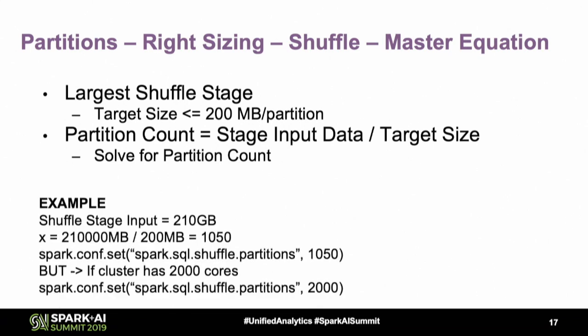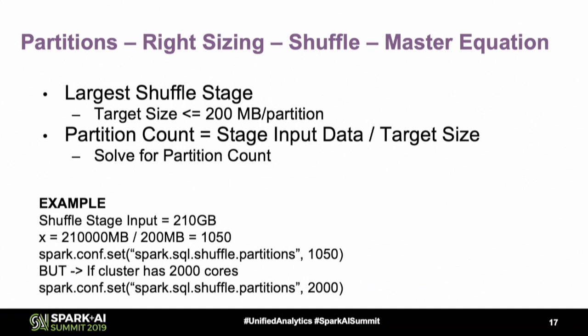Let's do an actual example, because that is fluffy stuff. We have some data. We see a shuffle stage input come in at 210 gigabytes. We're going to set our target size to 200 megabytes because Daniel said so. That's going to be 1,050 shuffle partitions. So we're going to change that configuration to that number, not 200. 200 would be wrong. But if we have 2,000 cores, then 1,050 is also wrong because we want to utilize our whole cluster. So maybe we would actually set that to 2,000 if we had 2,000 cores.